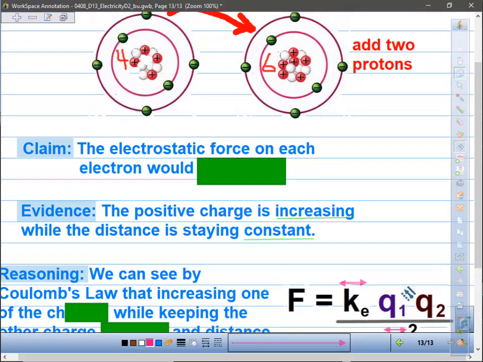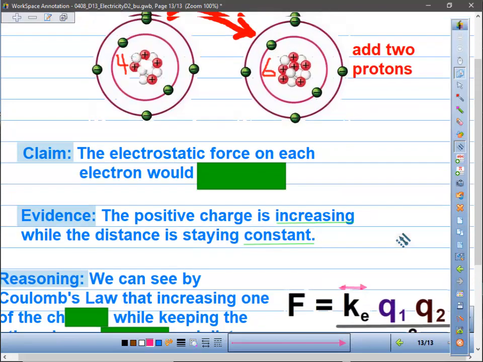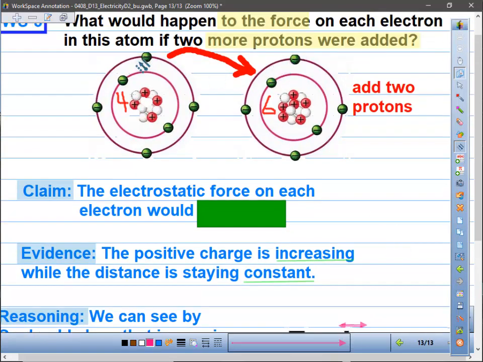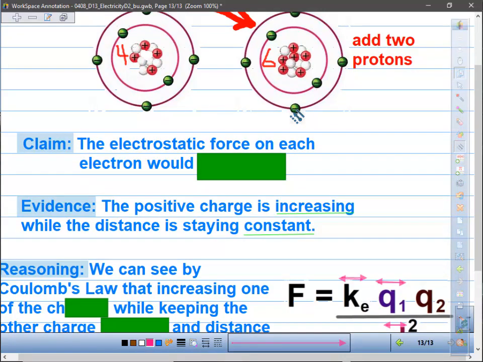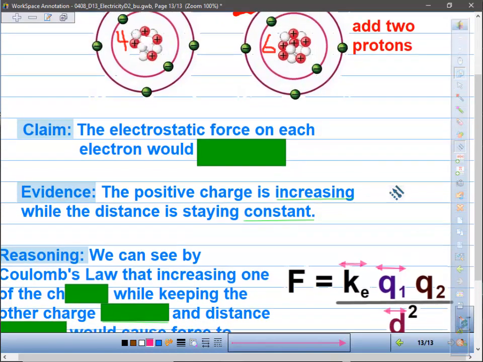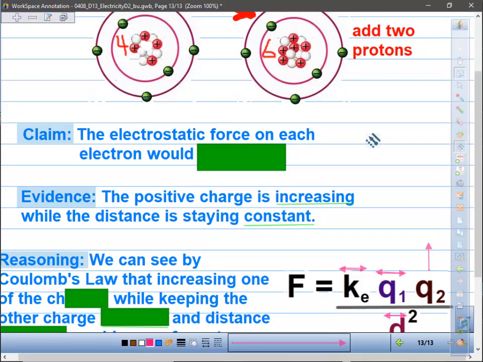Now Q1 and Q2, we'll say Q1 is the charge of the electron. So looking at our two pictures, we're just talking about one single electron. So we're talking about the attraction between this electron and those protons. So there's always going to be one electron in our comparison, so that's going to be constant. Now, charge 2 is going to be the charge that the electron is attracted to. So it's going to be the total charge that is being attracted to. So what happens to the charge in the middle? It's increasing. We said the charge is increasing because there's more protons in the middle.